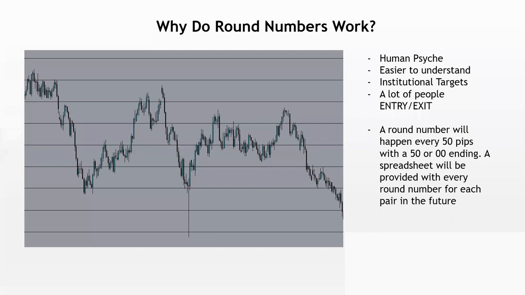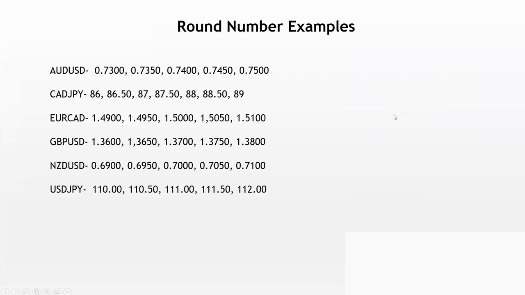So RT said straightforward info. Darius has said it's so simple it might just work. Exactly that, Darius. So round number examples, guys. Australian dollar, US dollar, 0.73, 0.7350, 0.74. CAD yen, 86, 86.50, 87, 87.5. Euro CAD, 149, 149.50. You get the drift, guys. Look at the screen, you can see that all these numbers here go up in 50 pip intervals. Okay, easy as that.